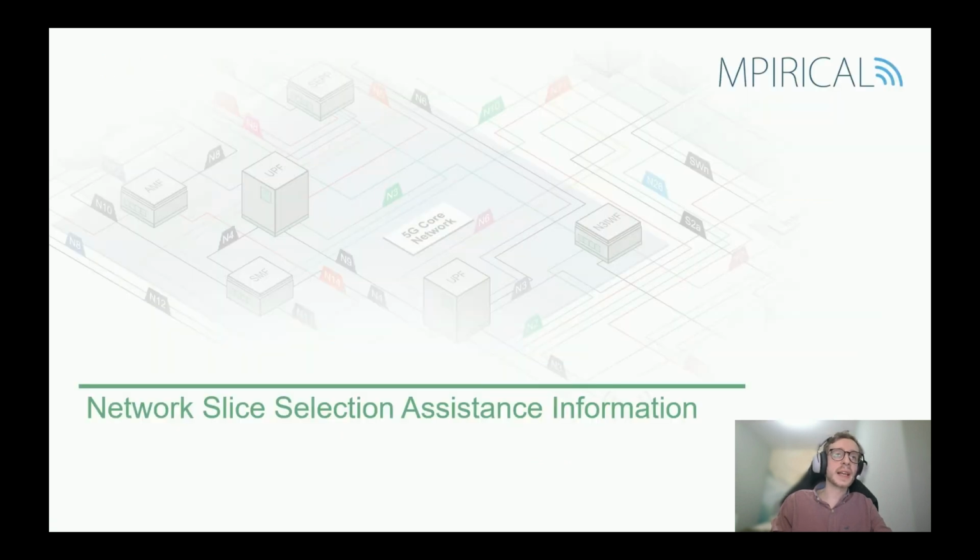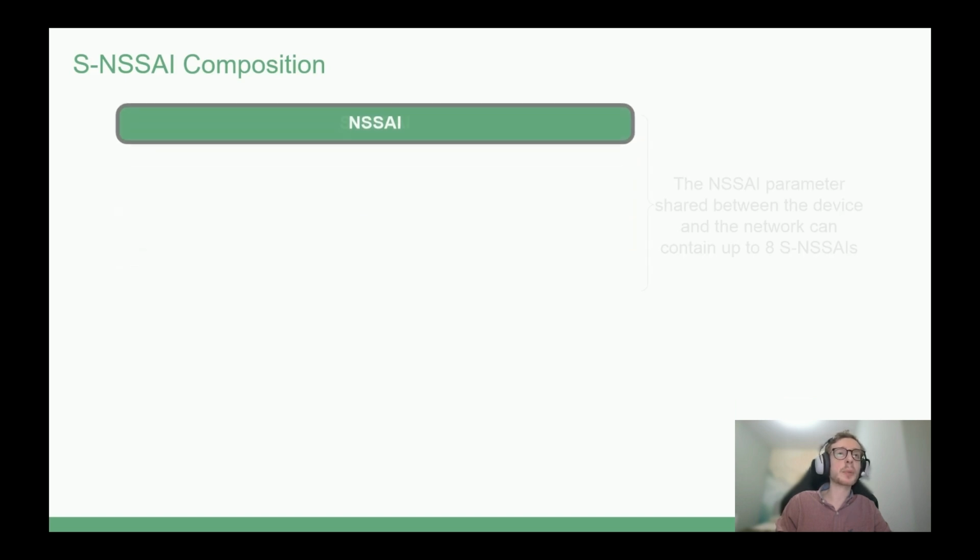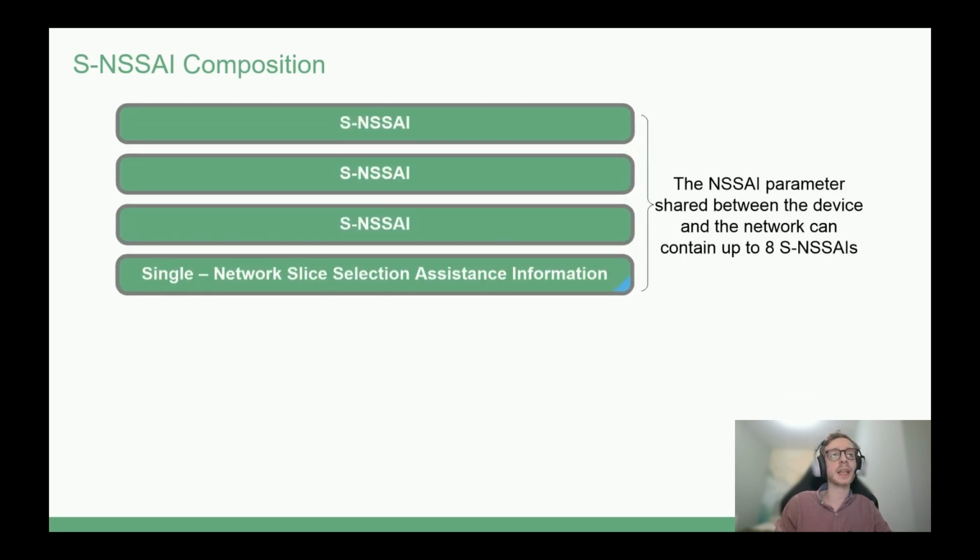Now, NSSAI, Network Slice Selection Assistance Information. And we mentioned before, that's the means by which we control a device to access a group of network slices. It's the list of network slices a device is allowed to access. So on the screen, we've got our NSSAI, and that is comprised of multiple S-NSSAIs. Now, an S-NSSAI, a single network slice selection assistance information, is the means by which we identify a specific network slice.